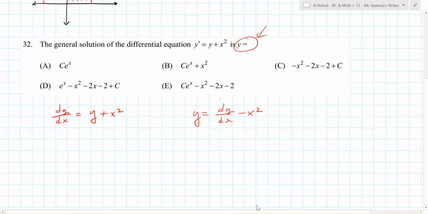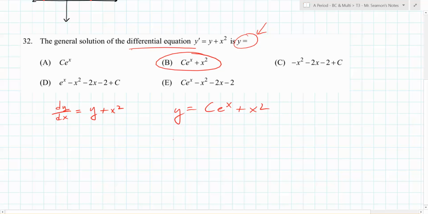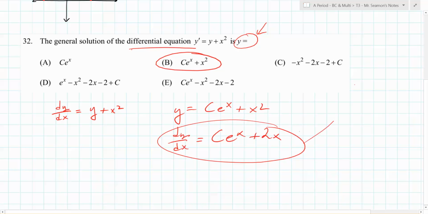What do we have to do? We have to integrate something. So what does dy/dx equal? C e to the x plus what? Plus 2x. Okay, so does this match? How can we tell if it matches that or not? Does it match that? Sure doesn't look like it, right? It doesn't even look remotely like it.